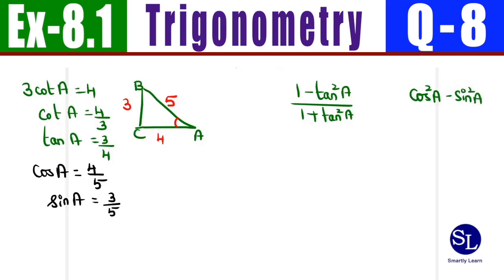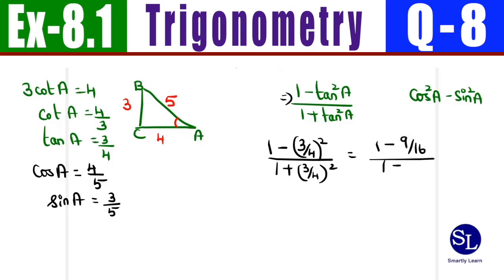So let's take up the first part. In here, I'm going to do the substitution. So it is (1 minus (3 by 4) the whole squared) by (1 plus (3 by 4) the whole squared). So this is 1 minus 9 by 16 divided by 1 plus 9 by 16. So this is 16 minus 9 after LCM, which is going to be 7 by 16 divided by, after LCM and addition, 25 by 16. So this fraction is simplified as 7 by 25.